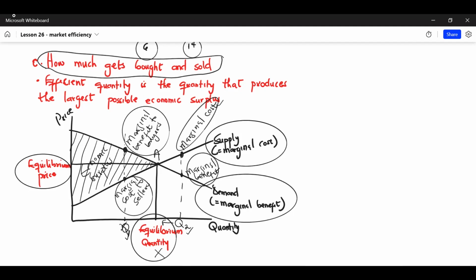So this is all that we have for our lesson on market efficiency. Our next lesson will be on market failure.